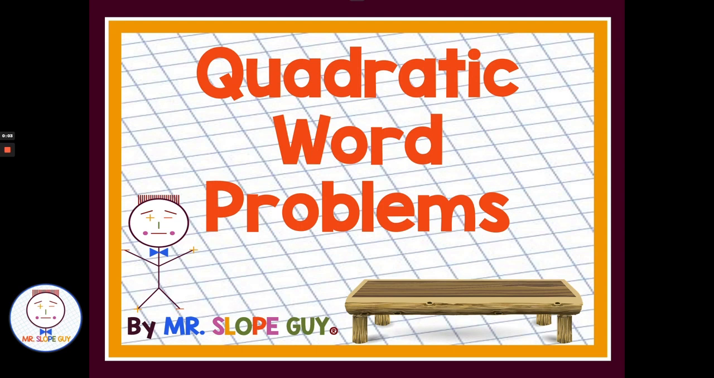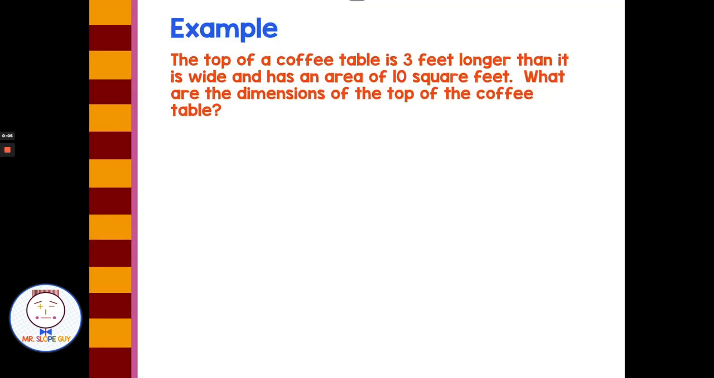Quadratic word problems. Let's look at our first example. We have the top of a coffee table is 3 foot longer than it is wide and has an area of 10 square feet. What are the dimensions of the top of the coffee table?